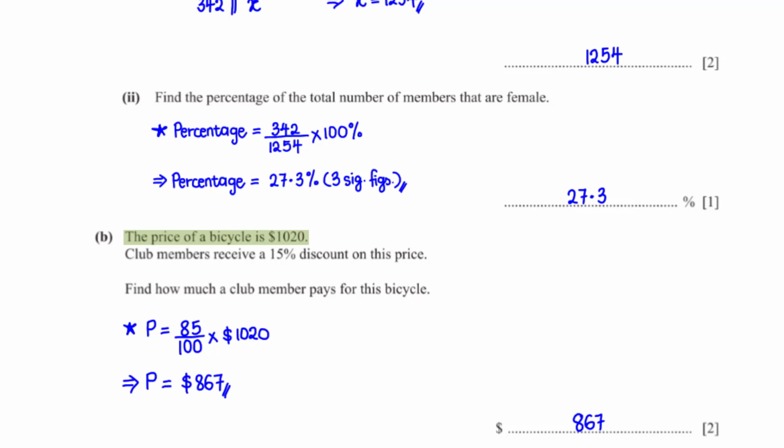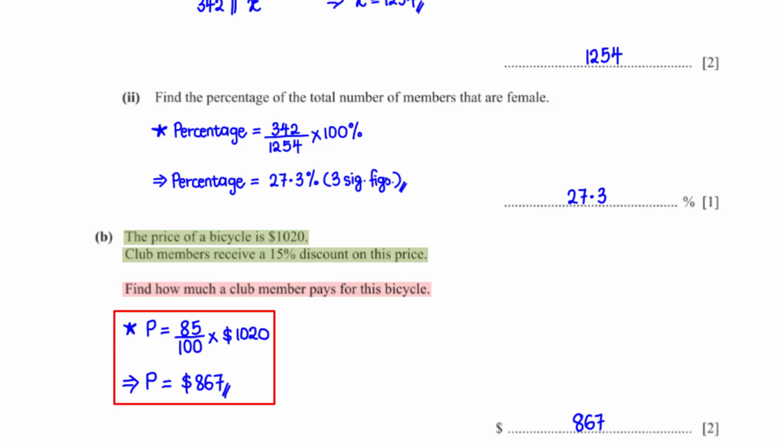The price of a bicycle is $1,020. Club members receive a 15% discount on this price. Find how much a club member pays for this bicycle. Since the discounted price is a 15% reduction on the original price, we subtract 15% from 100%, which gives us 85%. And so the discounted price is equal to 85% of $1,020, which is equal to $867.